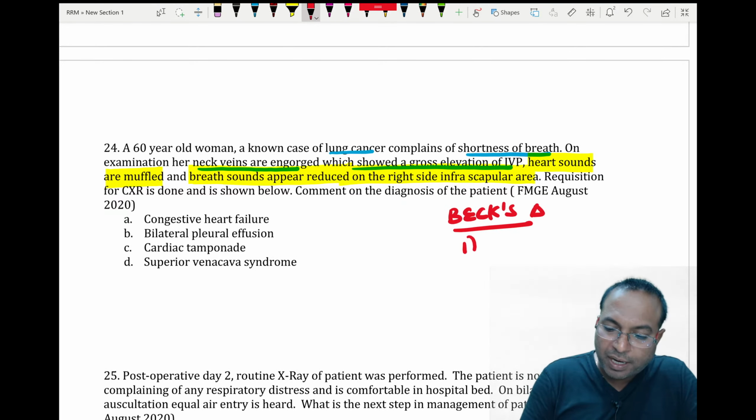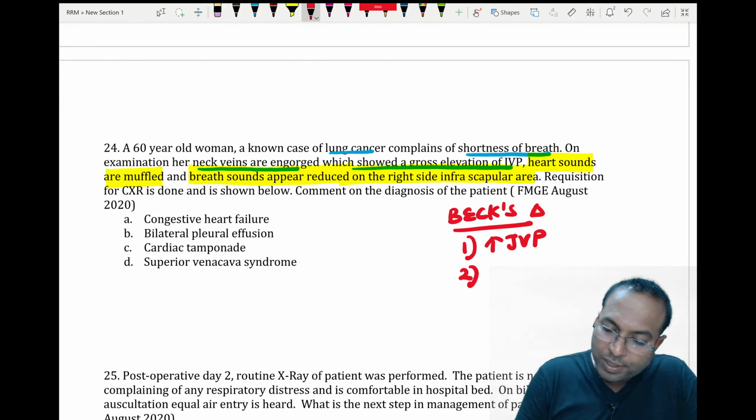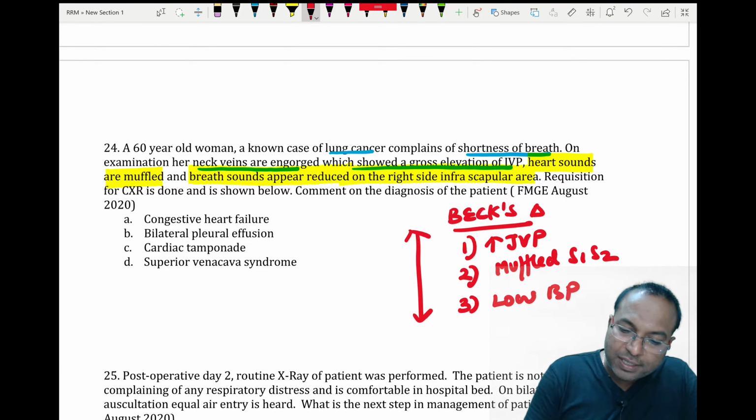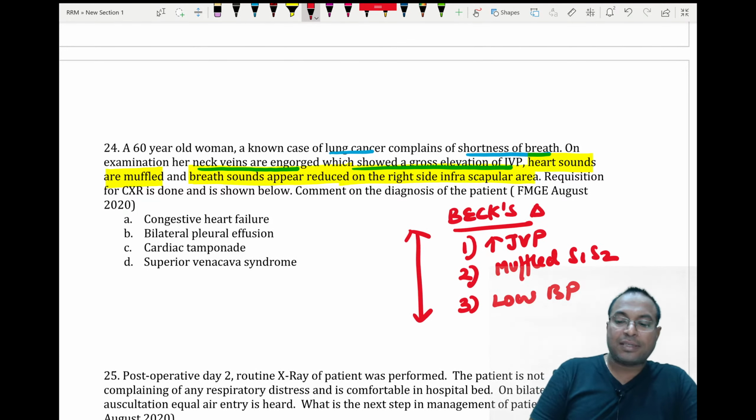Beck's triad is made up of raised JVP, number 1. Number 2 is muffled heart sounds, muffled S1, S2, and number 3 is low BP. So these are the 3 points you should not forget. These 3 points are classically seen in this case.